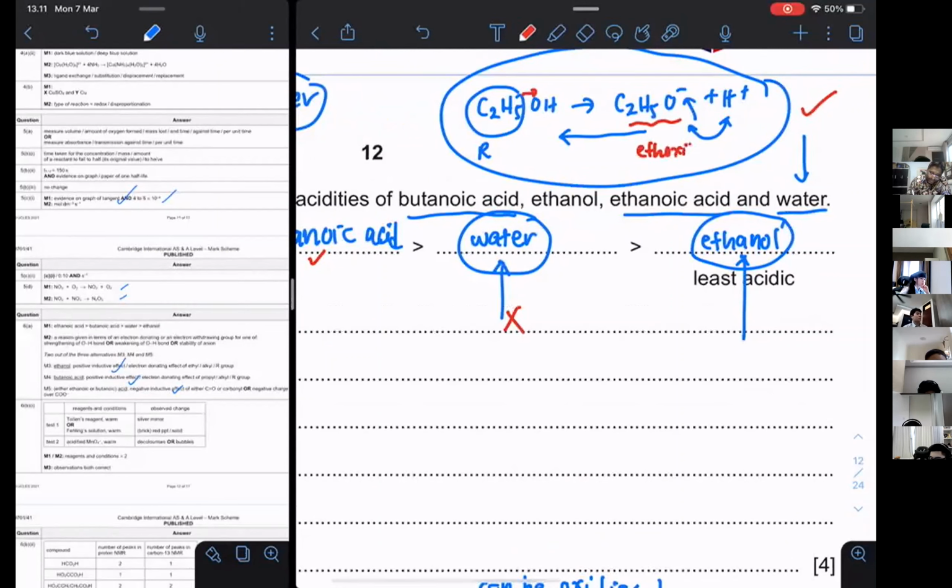So this ethoxide ion, its negative charge is going to become more, and it is going to react with more H plus, where the position of the equilibrium will be shifted to the left. In that process, the H plus is not going to be released as much. So the OH bond is not going to be that weak. You explain that.